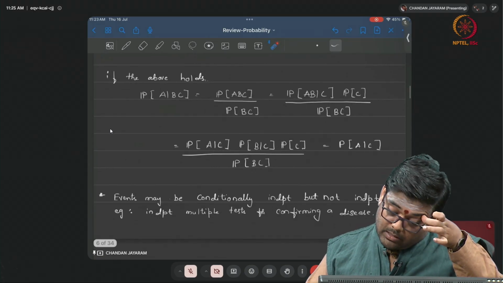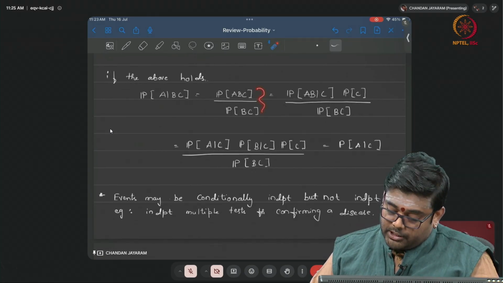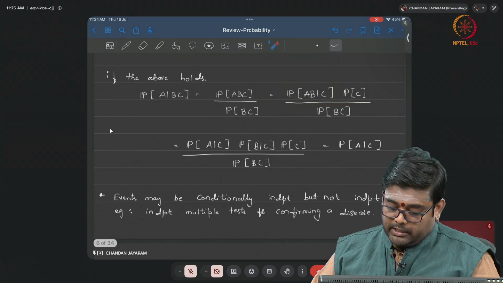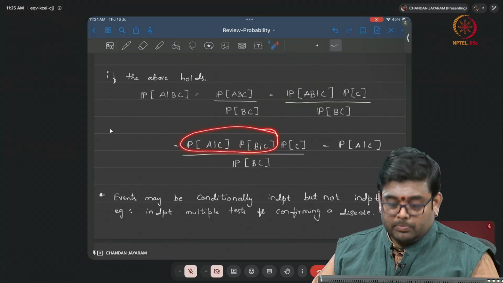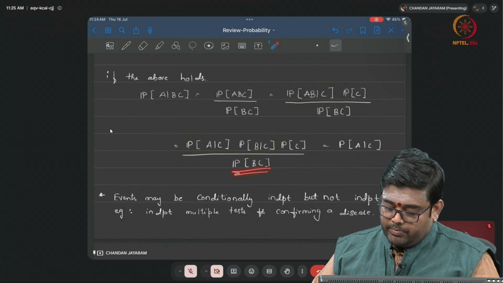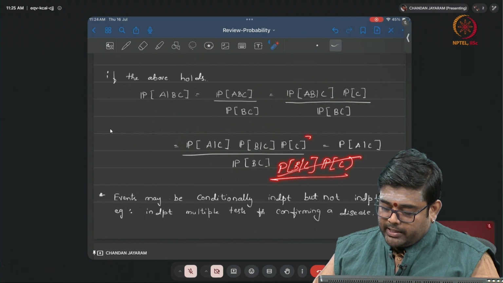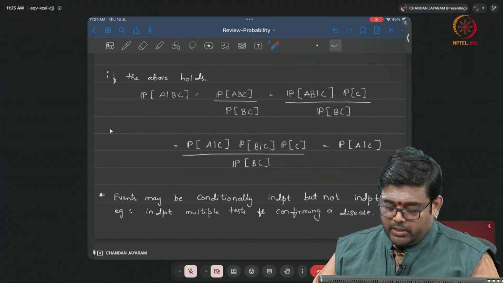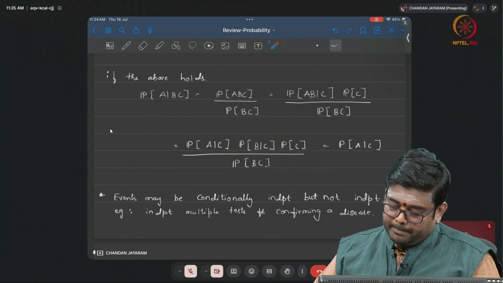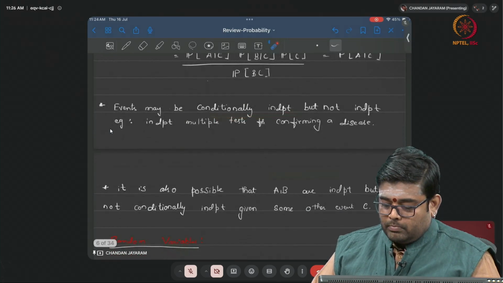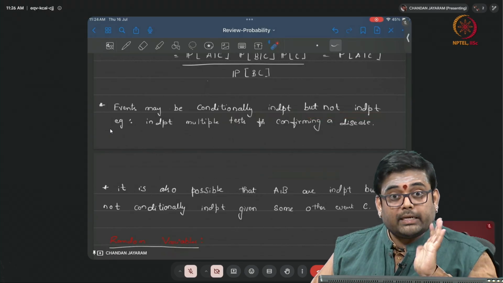Now how do you compute this? Using the conditional probability, you get this. Now that you can split like this, and using the definition of conditional independence, this can be split to this, and BC which is there can be split as the probability of B given C into the probability of C, because of which this and this will get cancelled. So what remains is only this term. Okay, fine. So now events may be conditionally independent but may not be independent.